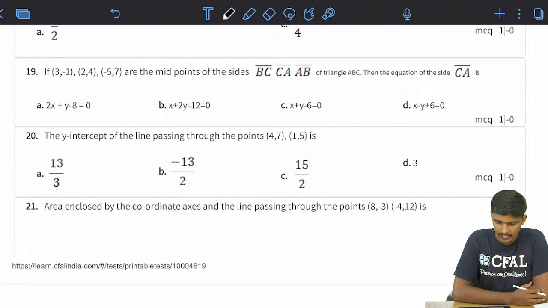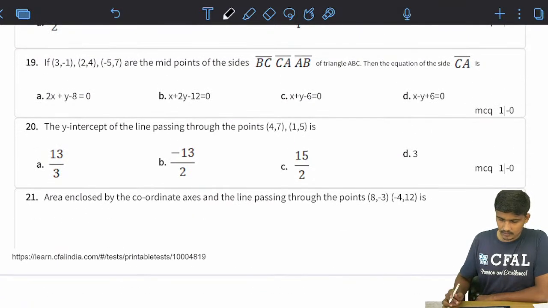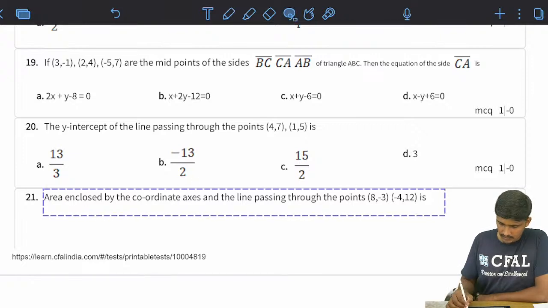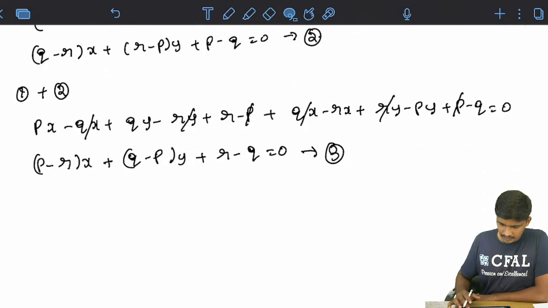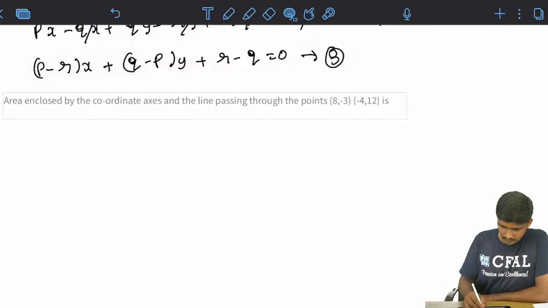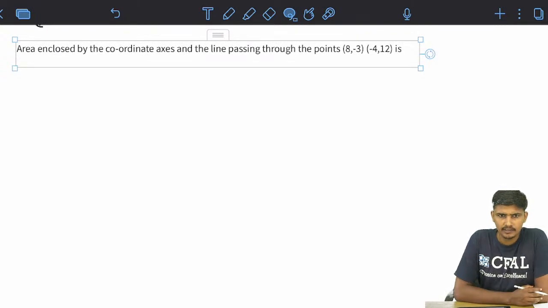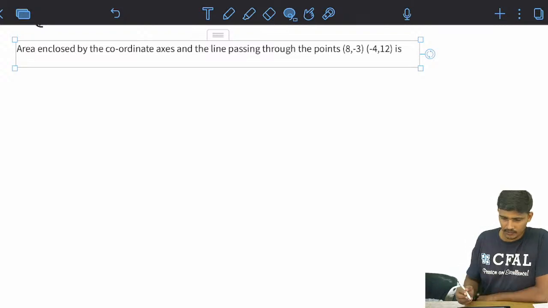One more nice question. The area enclosed by the coordinate axes and the line passing through the points (8, minus 3) as well as (minus 4, 12) is dash. Okay, so let's see how to do this problem. Yes, I have copied it. I'll paste it here. Okay. The area enclosed by the coordinate axes and the line passing through the points (8, minus 3) and (minus 4, 12) is dash. Okay. So let's see.